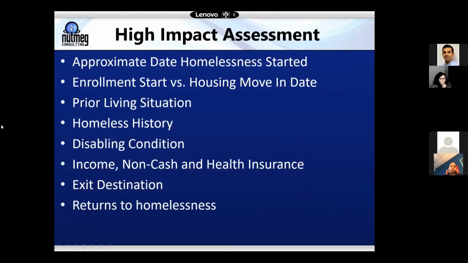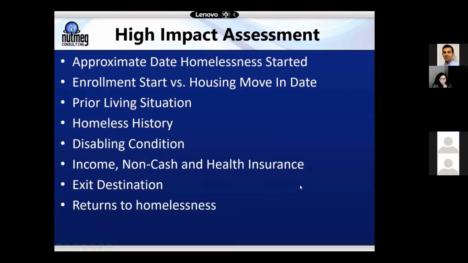High impact assessments, the list of them here that we're going to go through: approximate date homelessness started, enrollment start date versus housing move-in date, prior living situation, homeless history, disabling condition data, income, non-cash, and health insurance data, exit destination, and returns to homelessness. These are the categories we're going to go through.